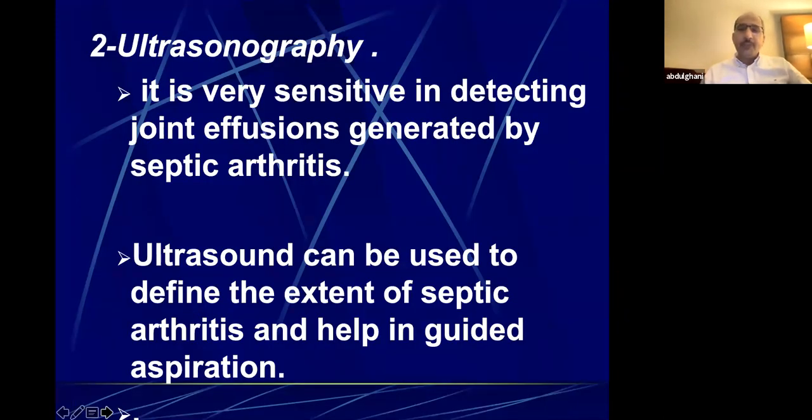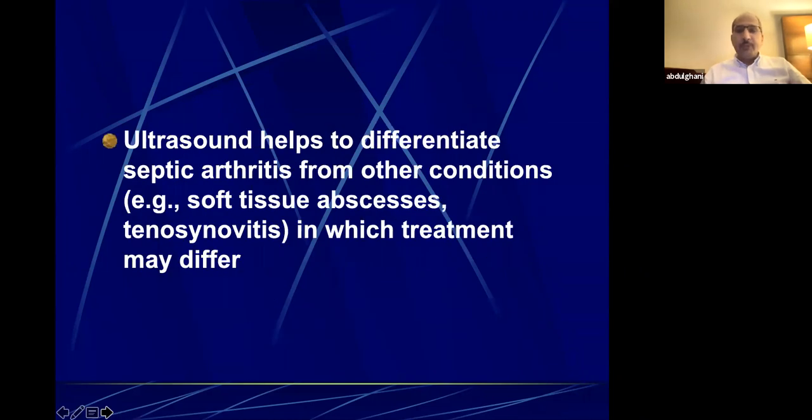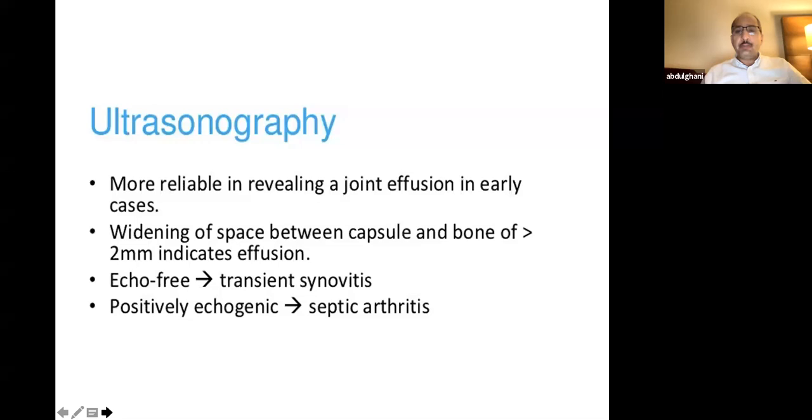The next imaging investigation is ultrasonography. It is very sensitive in detecting joint effusion generated by septic arthritis. One of the very important tools so far as imaging is concerned, especially for the deeper joint. Ultrasound can be used to define the extent of septic arthritis and also helps us in guided aspiration. Ultrasound helps us to differentiate septic arthritis from other conditions like soft tissue abscesses and tenosynovitis, in which the treatment may differ completely. It is more reliable imaging in a joint effusion. In the earliest cases, there will be widening of the space between the capsule and the bone of more than 2 millimeter, which obviously indicates effusion.